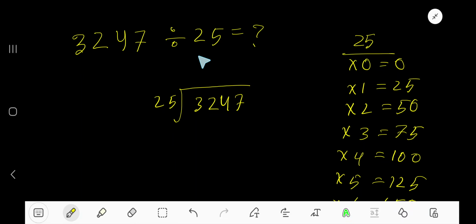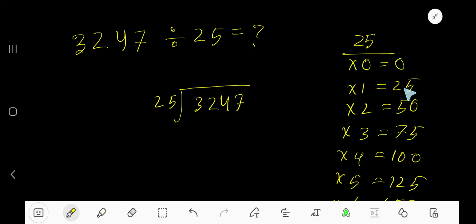3247 divided by 25. Here 25 is a divisor, so we need the multiplication table of 25. 25 times 0 is 0, 25 times 1 is 25, 25 times 2 is 50, 25 times 3 is 75, 25 times 4 is 100. So to find the multiplication table of 25, just add 25 to the previous step.